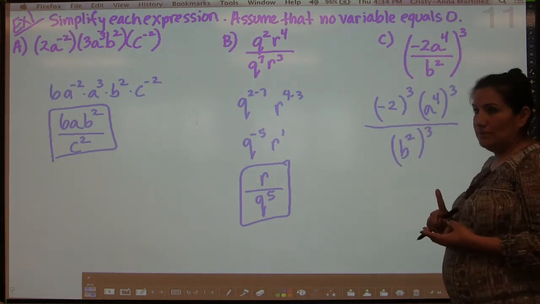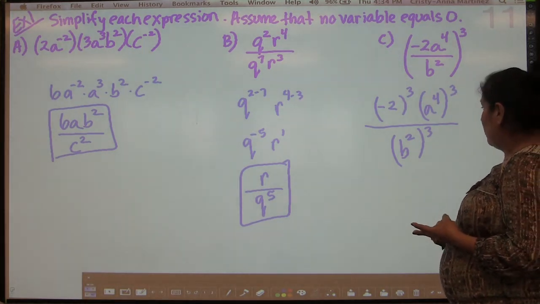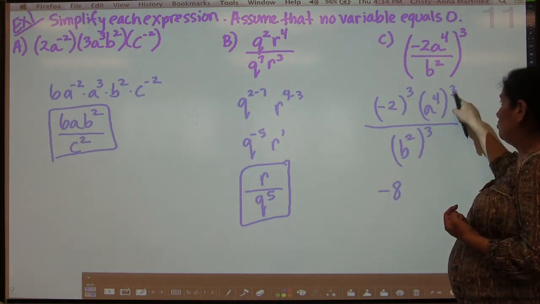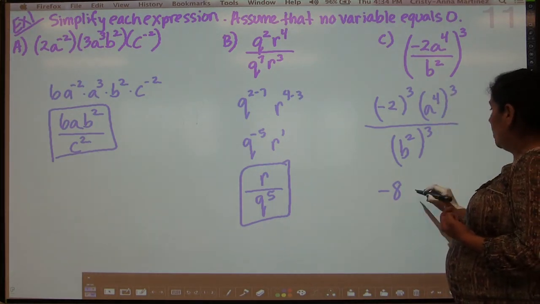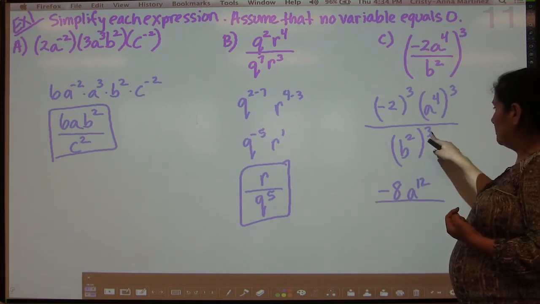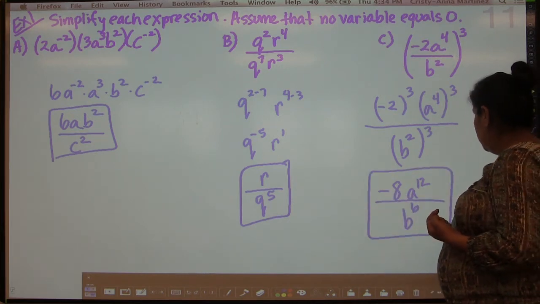So negative 2 times negative 2 is positive 4, and positive 4 times negative 2 is negative 8. So I get negative 8, and then a power to a power means that you multiply the exponent, so 4 times 3 is 12. And here again, 2 times 3 is 6. So this would be my final answer.